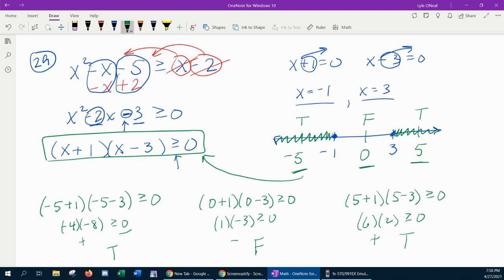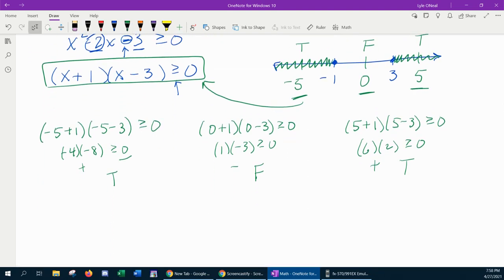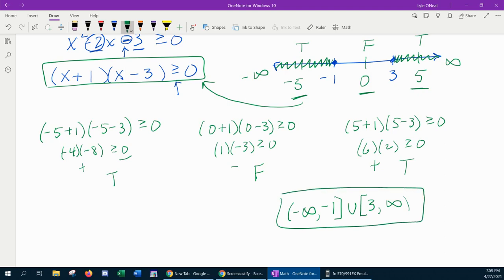Now that I have each region shaded based on whether it's true or false, I can now write the solution set in interval notation. So what is shaded? Well, everything from minus infinity up to negative 1. And we're going to use brackets because we had solid dots. And since there's a gap in between the shading, we need to use the union symbol. Remember, the U is the glue that sticks the two pieces together. And then the shading picks up at 3 and shades to infinity. And so this is going to be the solution set for this polynomial inequality.